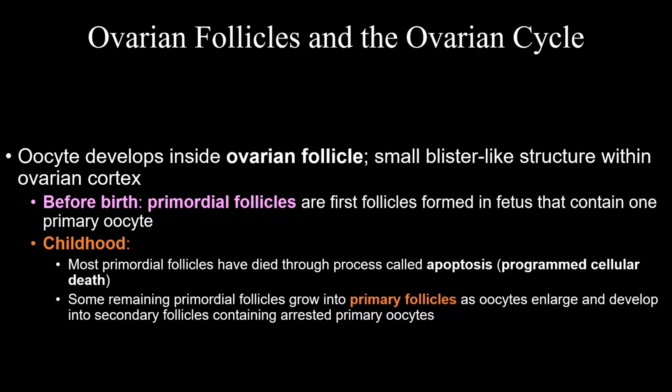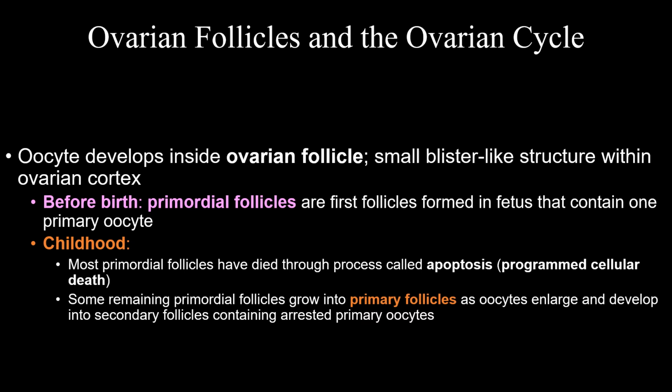Now, these oocytes, when they're inside of the ovary, are going to live inside of structures called ovarian follicles. These are blister-like structures in the ovarian cortex that mature along with the oocyte. The first follicles, formed in the female uterus, are called primordial follicles. Each one contains one primary oocyte.